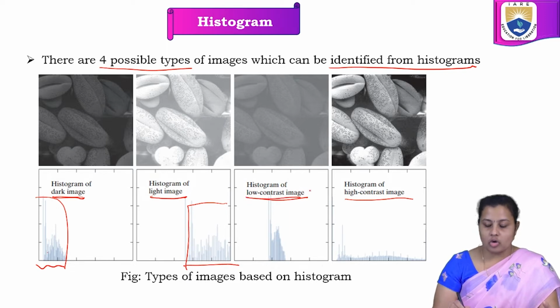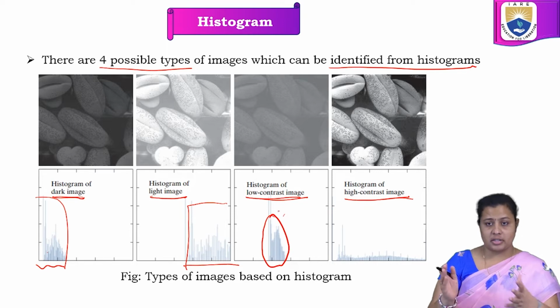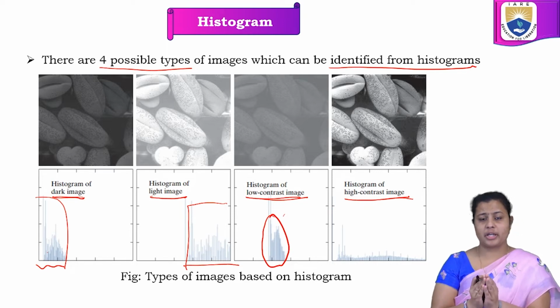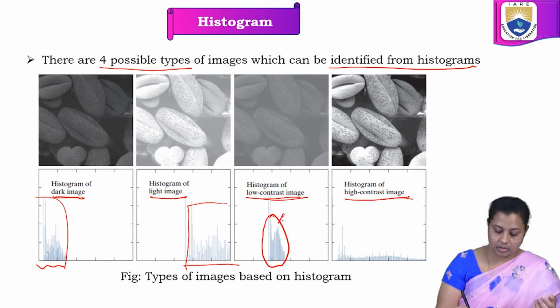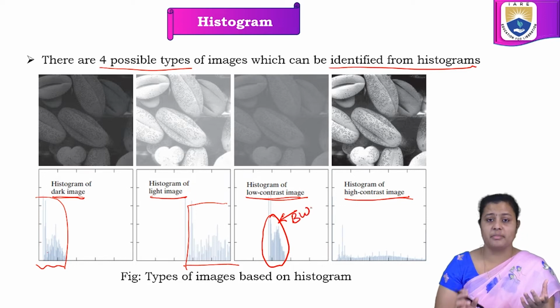Now, what do low contrast and high contrast mean? All the histogram plots are centered at one particular point, and the bandwidth occupied by these histogram plots is very narrow.